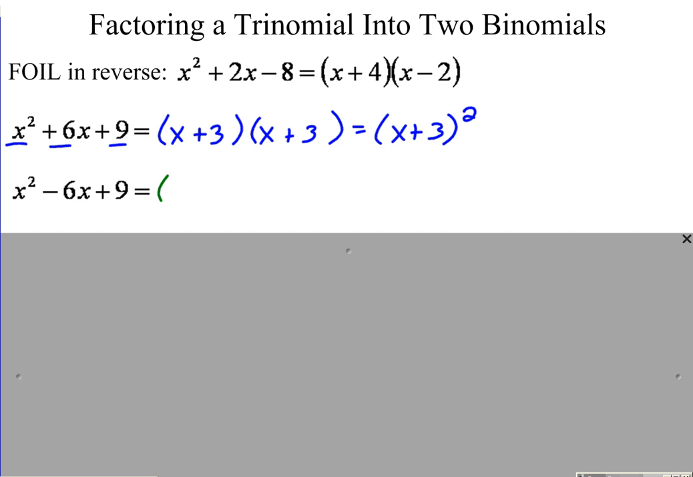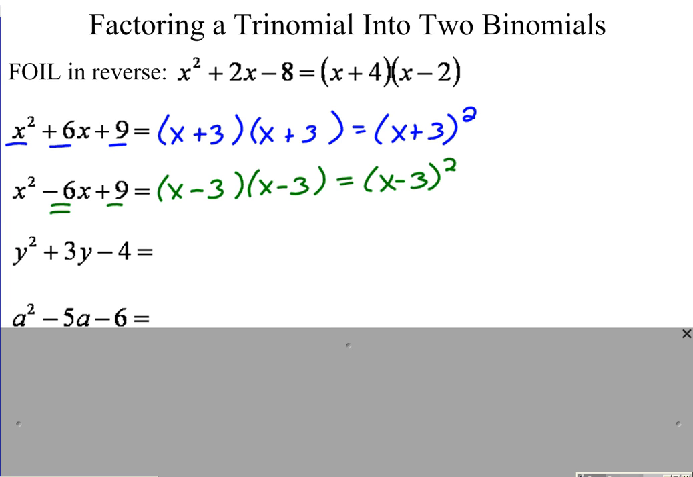Second one, x squared minus 6x plus 9. See a trinomial, automatically think of two binomials. Again, going to be x and x. Now we're looking for numbers that multiply to be 9 and add to be -6. Factors that multiply to be 9 and add to be -6 are -3 and -3. So we can write that as x minus 3, quantity squared.